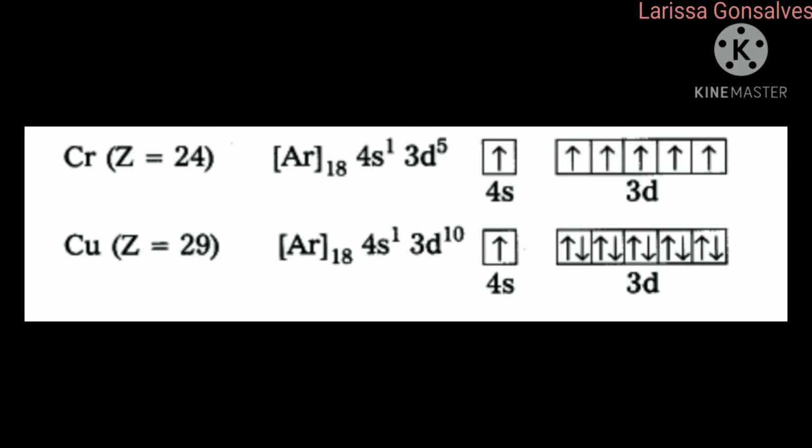The 3d and the 4s orbitals are very close in energy. So in order to gain extra stability, the last electron, instead of occupying the 4s orbital, occupies the 3d orbital, hence giving a stable electronic configuration.